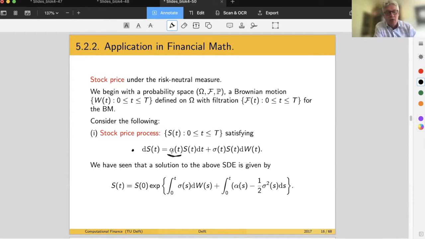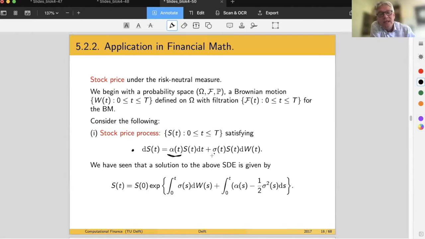We see a deterministic growth rate of the stock, so it goes with dt. This is the mean rate of return, alpha. And alpha is typically considered to be larger than the interest rate, because you would only invest in stocks when the rate of return is larger than putting money in a bank account. If you put money in a bank account, you would get the risk-free rate of return, which we have denoted, for example, by little r.